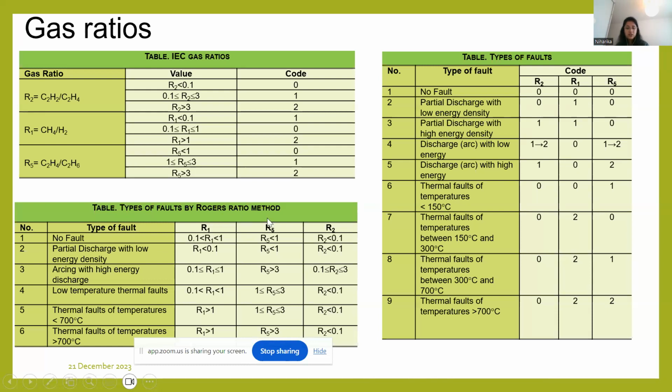Also for the Rogers ratio method, the same three ratios are used, but in a different proportion. So here also we can see where the R1, R2, and R5 lie, and accordingly we can detect the type of incipient fault.